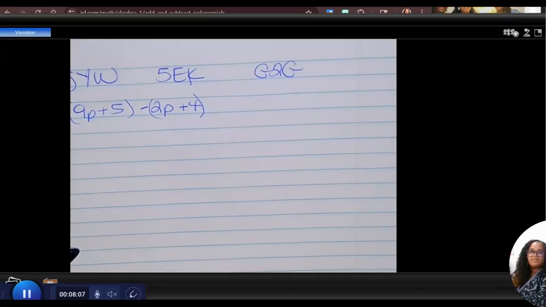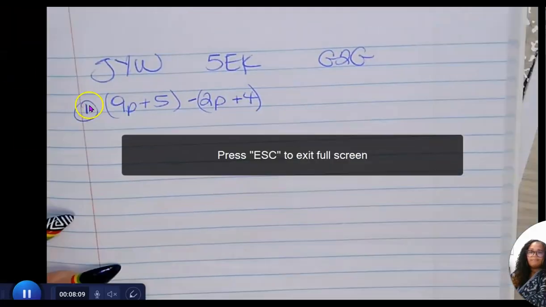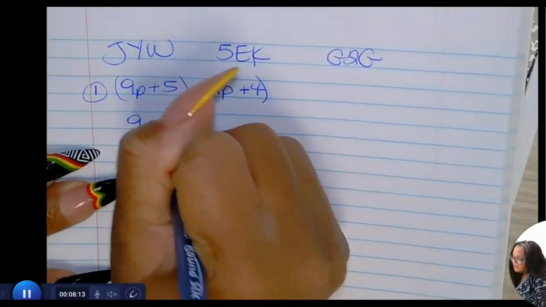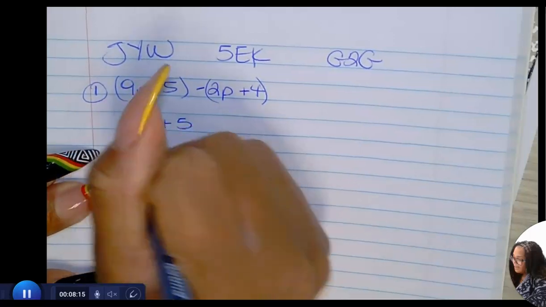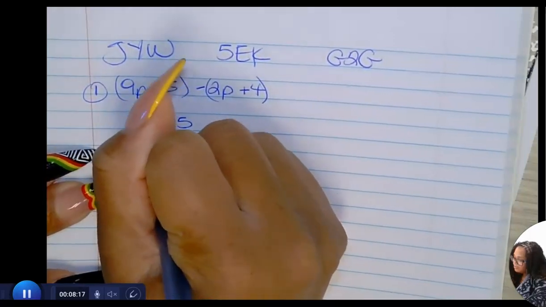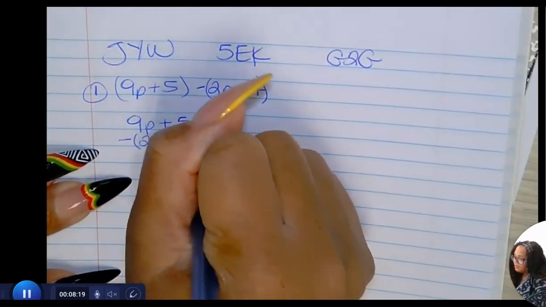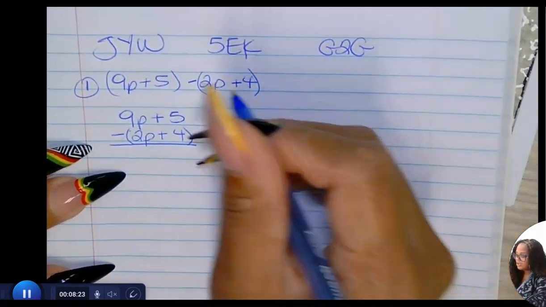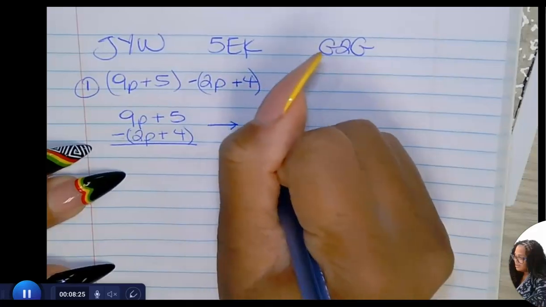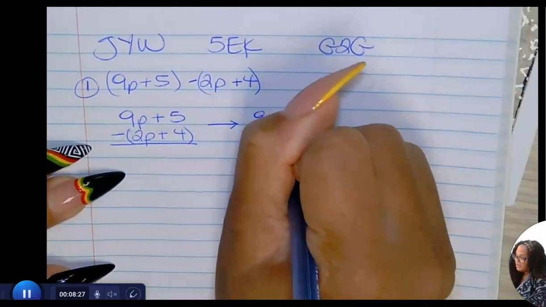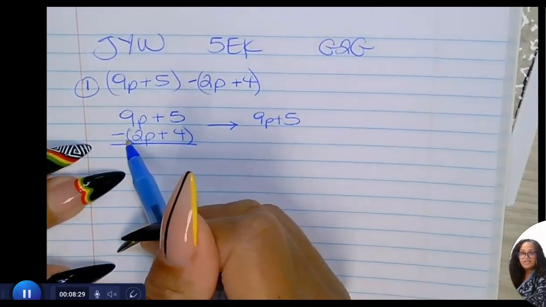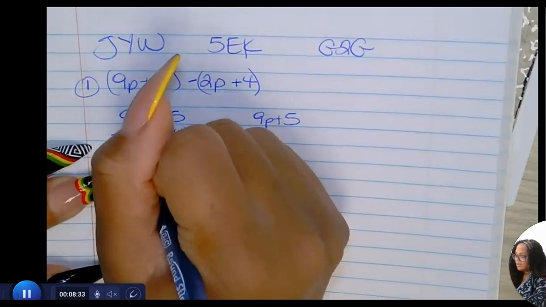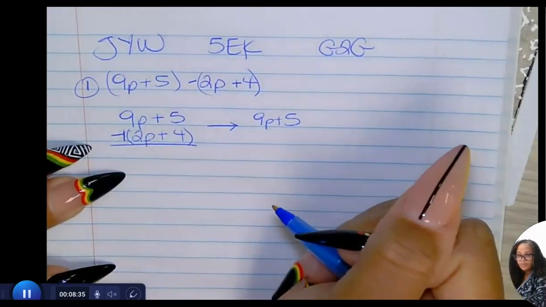Let's just maximize it. Stack them: 9p plus 5 minus (2p plus 4). I put the minus in parentheses because this means that everybody's sign has to change. So let's change those signs. Keep 9p plus 5, and everybody's sign here changes because there's an invisible 1 here. So this is negative 1 times 2p and negative 1 times 4.